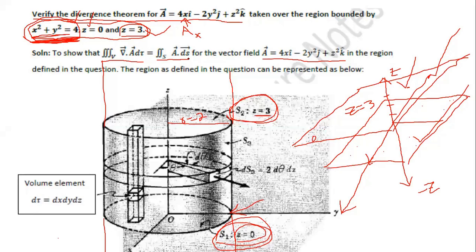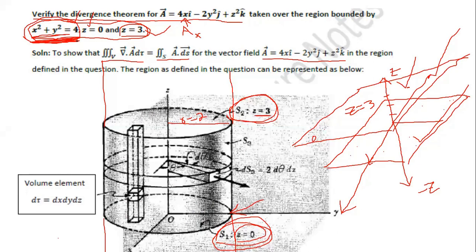So keep in mind that you can now see that there are three sections in the surface here. S1, the bottom circular surface, and S2, the top circular surface, which are flat surfaces. For the top, the equation of the plane is z equal to 3. For any point on the top surface, the z value is 3. For any point on the bottom surface, the z value is 0. And for any point on the curved side surface, the equation is x squared plus y squared equal to 4.